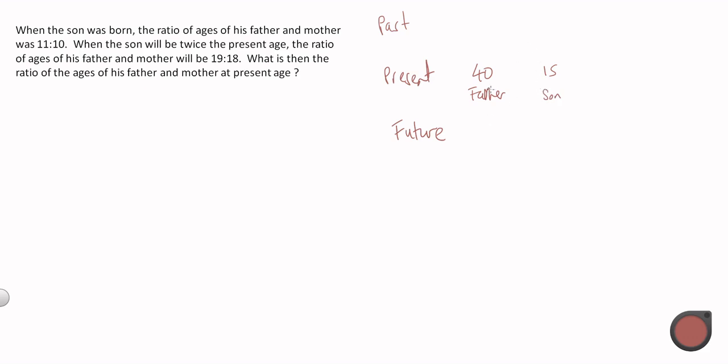So in the future, when the son doubles his age, so you add on another 15 years, so 15 and 15 will make 30 years old. That's when the son becomes 30 years old, and obviously the father becomes 40 plus 15, 55 years old. Right, so let's go back to the present. What about when the son was born? Obviously the son would have been 0 years old, and the father would then be 40 take away 15, 25 years old.